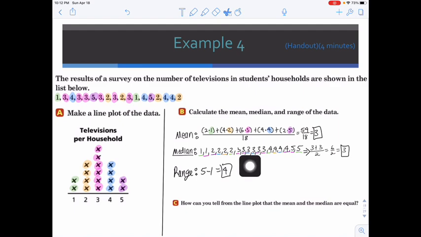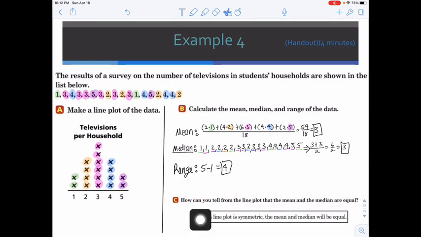Keep in mind we had an even number of data values, so we will end up with 2 numbers in the middle. If we add 3 plus 3 and divide by 2, we get 6 divided by 2, or 3. It makes sense that we would get 3 because both of the middle values were already 3. To find the range, we take the largest number 5 and subtract the smallest number 1 to get 4.